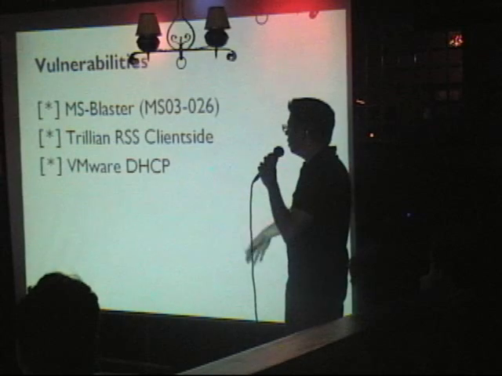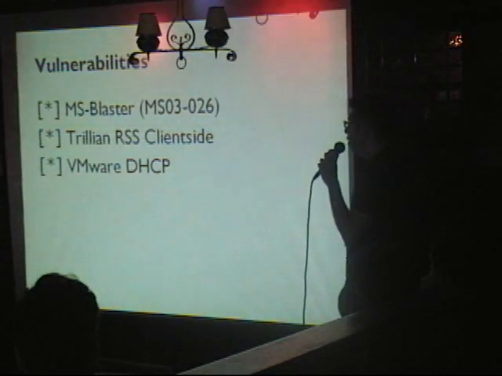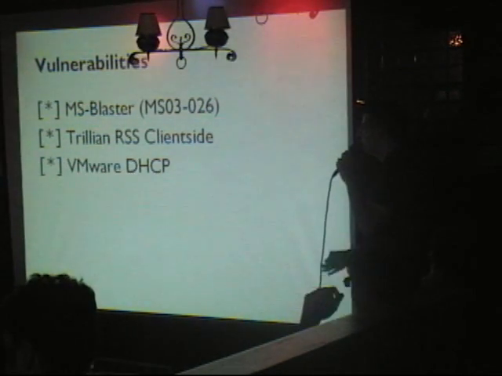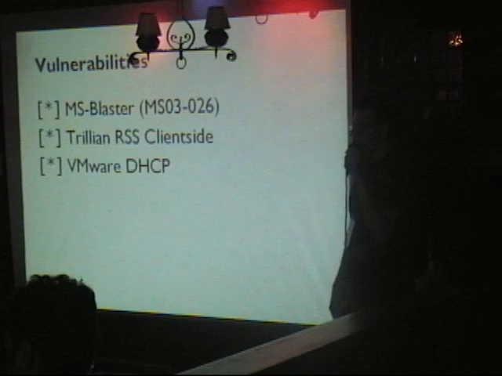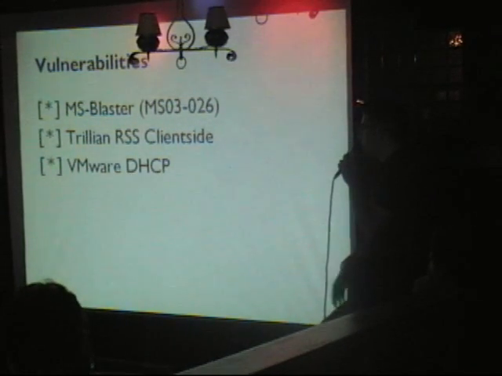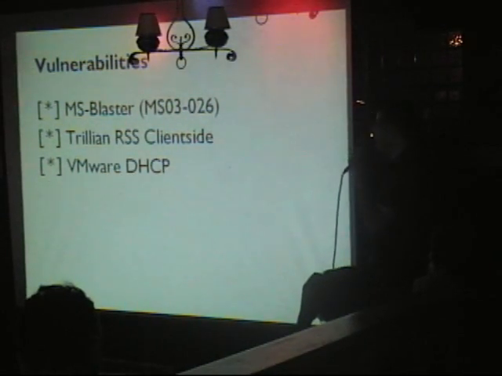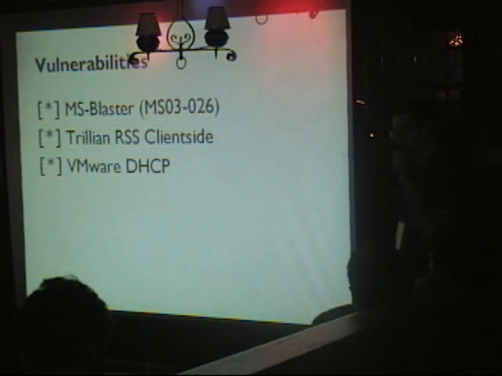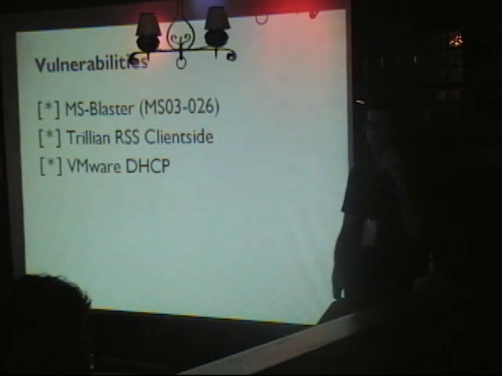The next vulnerability is a client-side attack against Trillian, an IM client. So I wanted to show one that was client-side. And the last one is an attack against the DHCP server that comes with VMware. This is a recent vulnerability. This came out last month.